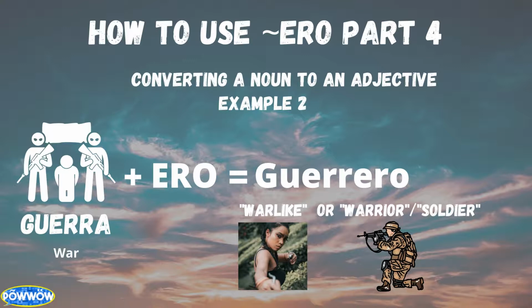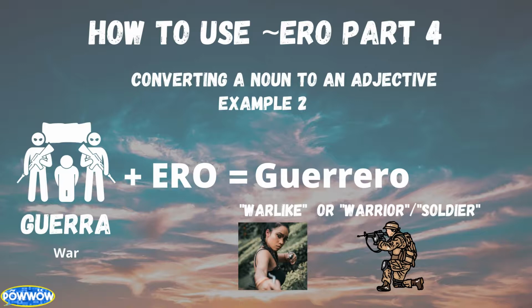Now, when you have this word, guerrero, this is a very common surname in Spanish, or someone's last name is very common. But this is what it means. It would mean warlike or warrior or even soldier. So you have guerra, which is war, and then you add ero.